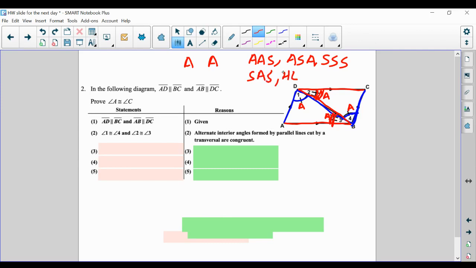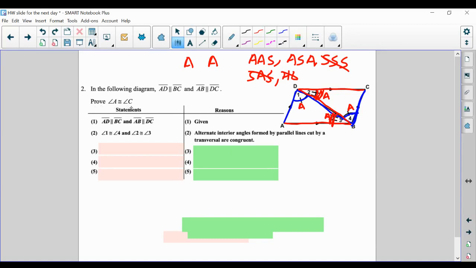HL. So here we can cancel out HL because we don't see a right angle. We can cancel out side-angle-side because we have two angles, and of course side-side-side. So now we have two things left, angle-angle-side and angle-side-angle. And let's go back to our picture. What do you think is the third piece of information?